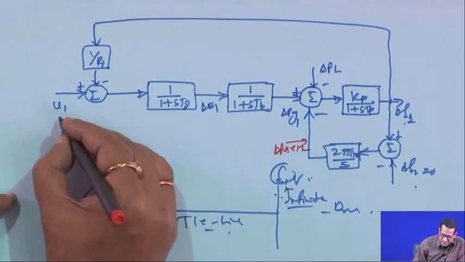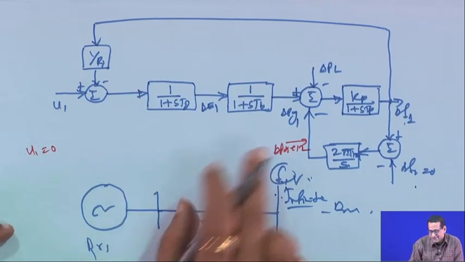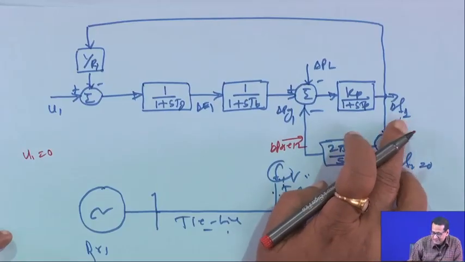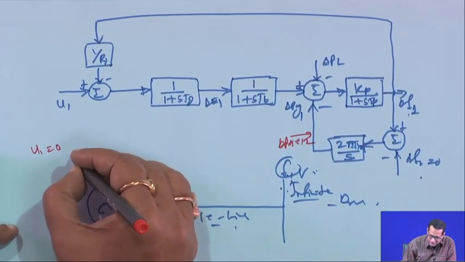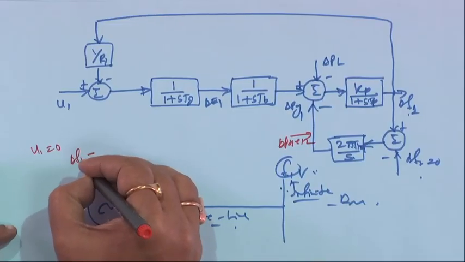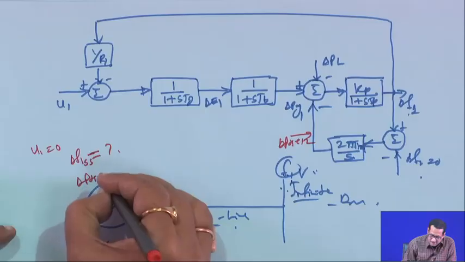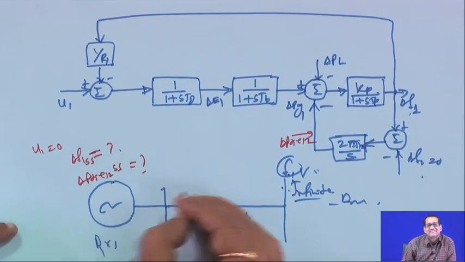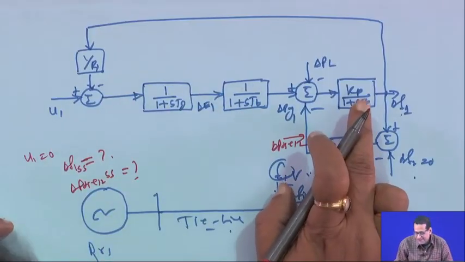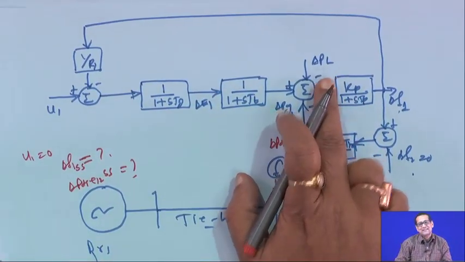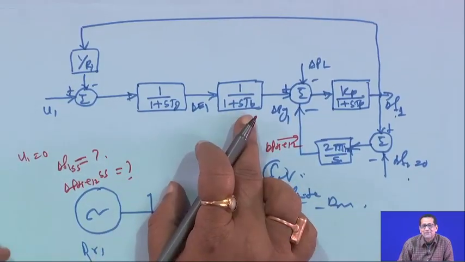Question is, you take U1 equal to 0, uncontrolled mode, right? What you have to do is find out the steady state error of frequency and this tie power. For uncontrolled mode, delta F1 steady state is what, and delta P tie 1 2 steady state is what, right? These two you have to find out in terms of R1 and Kp, and delta PL. Other things will vanish anyway, right? This transient will have no effect at steady state.